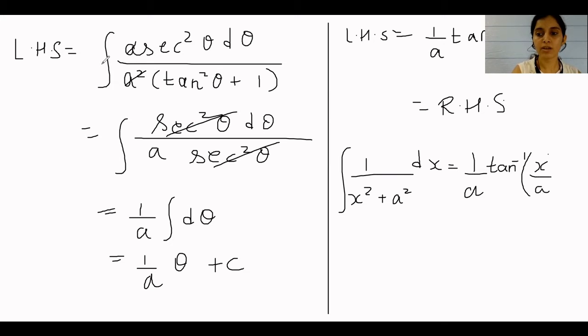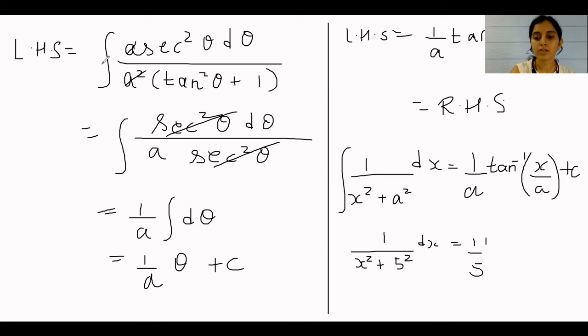Okay, now this can come as a proof in a number format. That is, in place of a you will have say 4 square, 5 square. So you directly write the answer as, let's say if we had x square upon x square plus 5 square, dx, the answer would be 1 upon 5 tan inverse x upon 5 plus c. Directly you can write the answer.